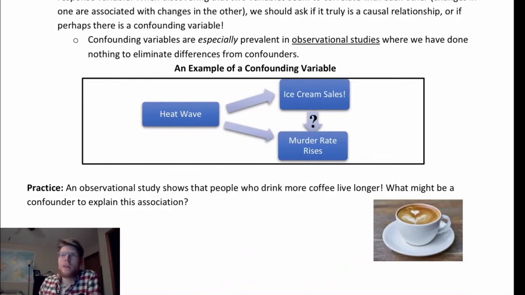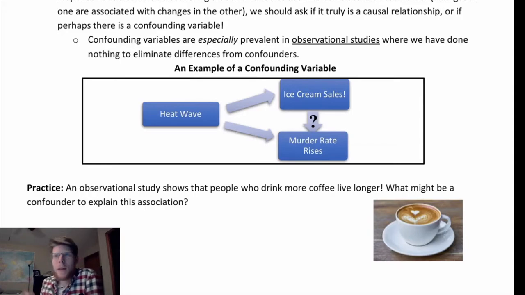With that in mind, let's look at another observational study. Let's say that we have an observational study that shows that people who drink more coffee live longer. What might be a confounder to explain this association? By the way, if you were to Google search this, you'd find lots of observational studies that make claims about possible health benefits of coffee, possible health detriments of coffee. Some of those studies are better than others. But there's a lot of observational study data out there, and there's a lot of confounders going on when we look at coffee and health.